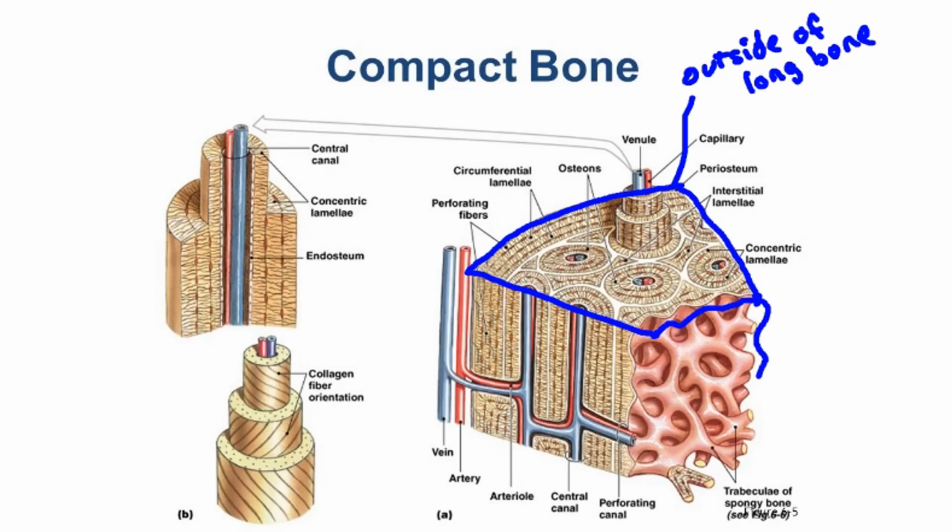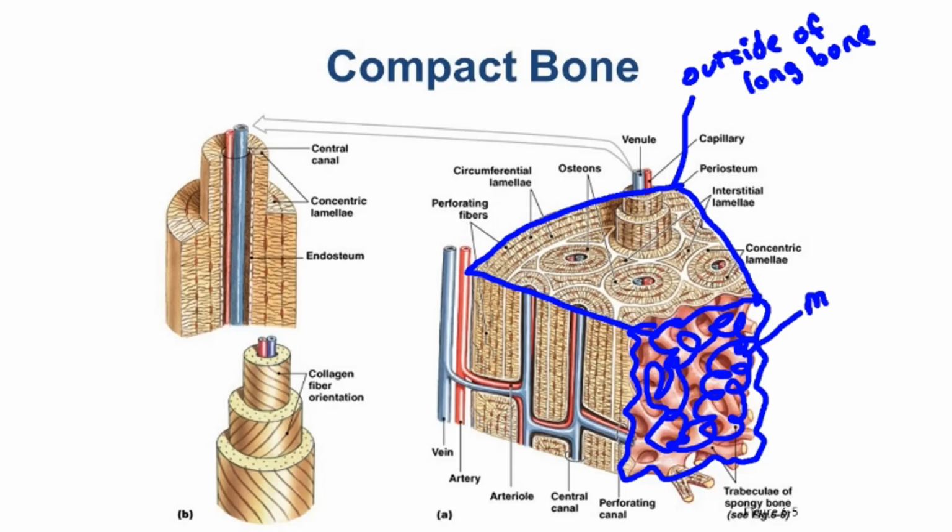And this crazy looking stuff right in here, this is the inside cavity of the bone, the medullary cavity. And this is going to be the inside cavity of the bone. So we're dealing with this stuff right here, the compact bone, which is the outer layers of a long bone.